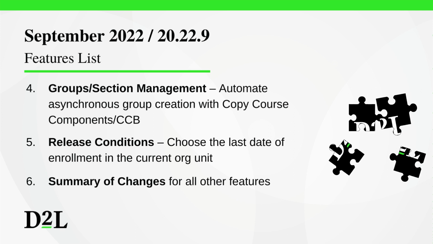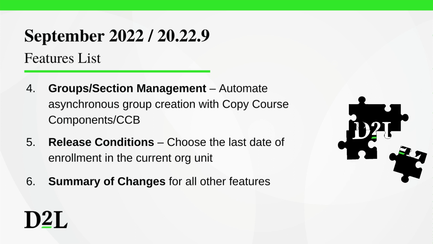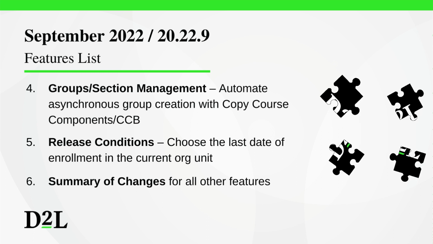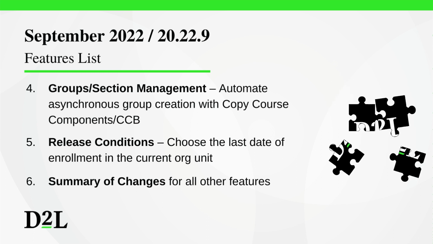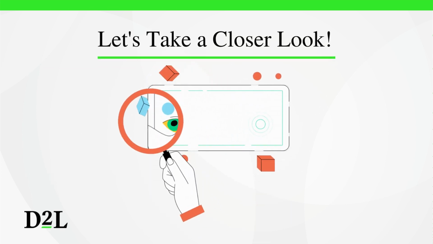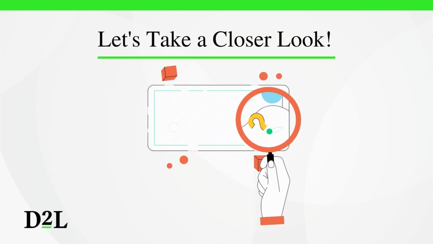Automate asynchronous group creation with the Copy Course Components and CCB in Groups and Section Management. Choose the last date of enrollment in the current org unit with the Release Conditions tool. And finally, a summary of changes for all the other features this month. Let's take a closer look at this month's features.